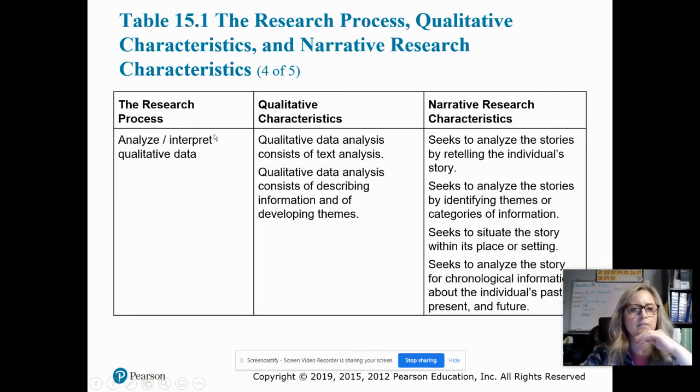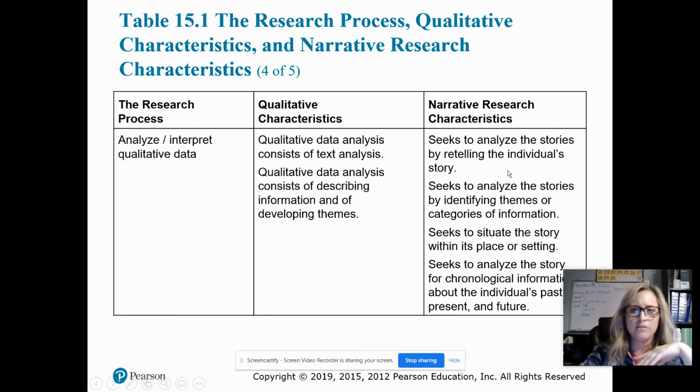So next, the research process is to analyze and interpret that data. So now you have your data. Qualitative data analysis consists of text analysis, okay? It consists of describing information and developing themes. And you're going to see with narrative research, you're still doing that same thing. You're going to be doing coding, and you're going to find different codes to be able to summarize your data.